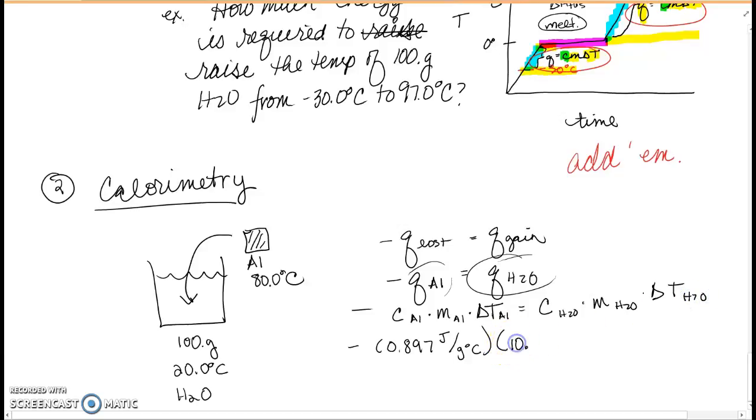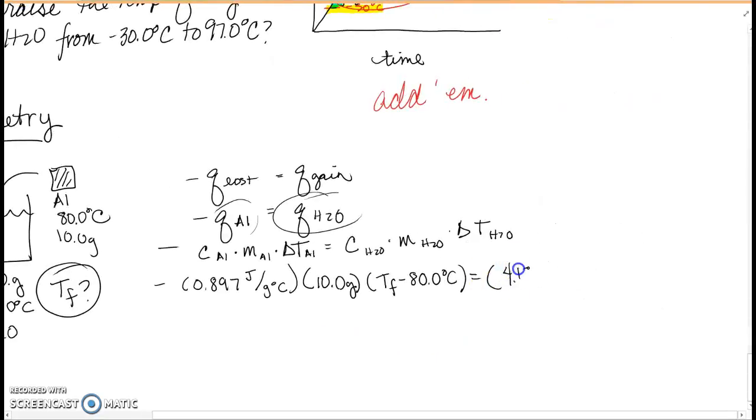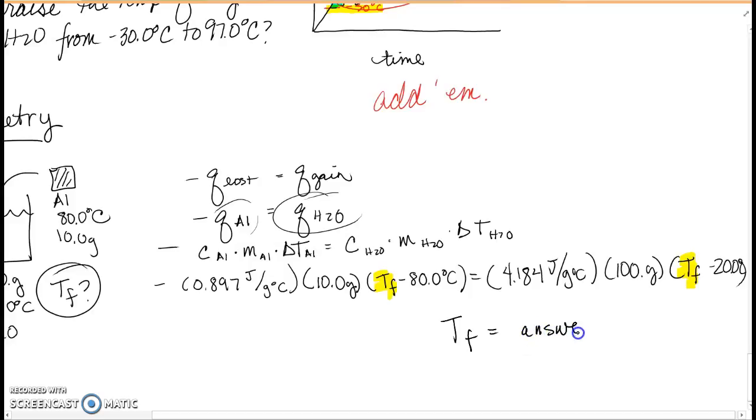So I plug in my numbers here. Oh, I didn't tell you, this is a 10-gram piece of aluminum. So 10 grams of aluminum times my temperature change, T sub F minus 80. I don't know what T sub F is. I'm trying to figure out what temperature it will end up at. That is equal to 4.184 joules per gram degree Celsius times 100 grams times the same temperature, T sub F minus 20. And now I play the fun algebra game. They end up at the same temperature, so I solve it and find T sub F, which is my answer.